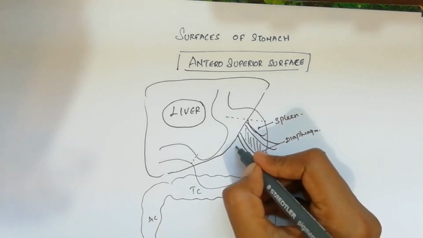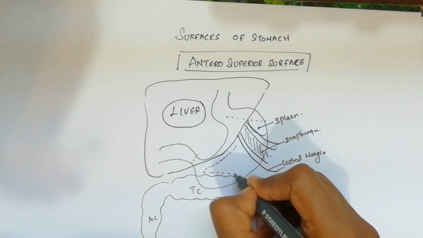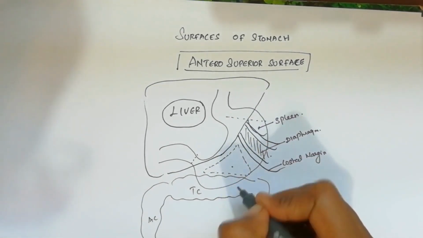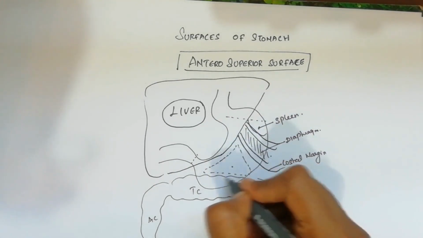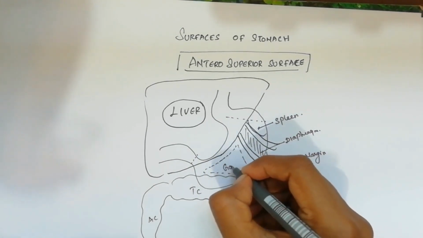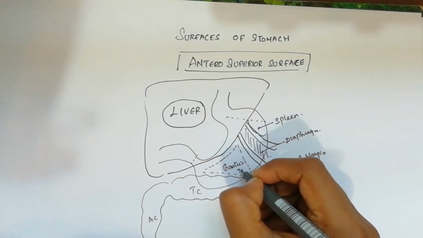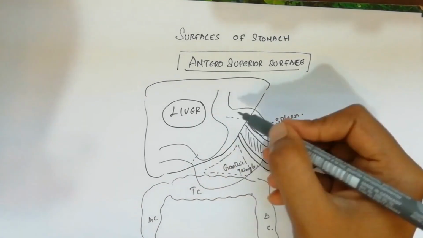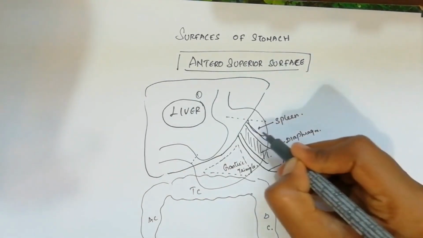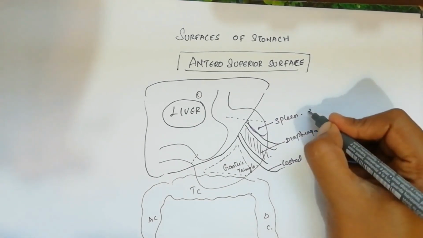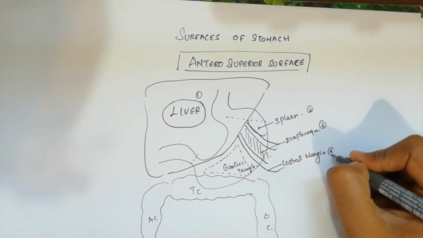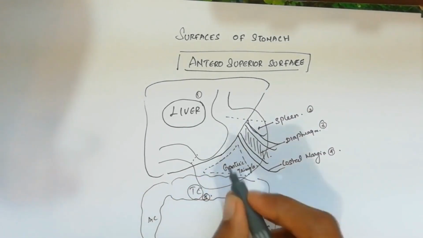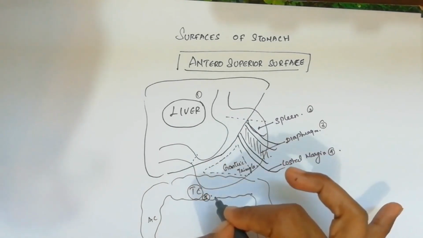You can see here a triangular area. This is considered a triangular area of the stomach, which is related directly to the anterior abdominal wall. This triangular area is called the gastric triangle. So talking about the relations, we have the liver as the first relation, towards the left side we have the spleen, diaphragm and costal margin, and towards the lower side we have the transverse colon. So this is the fifth relation. These are the relations of the anterosuperior surface.